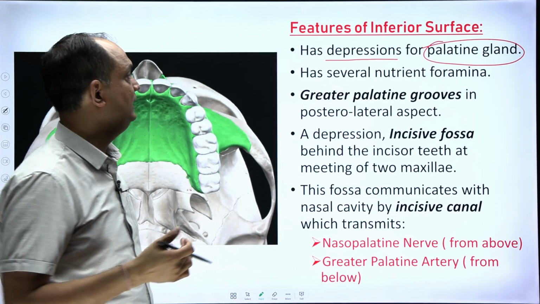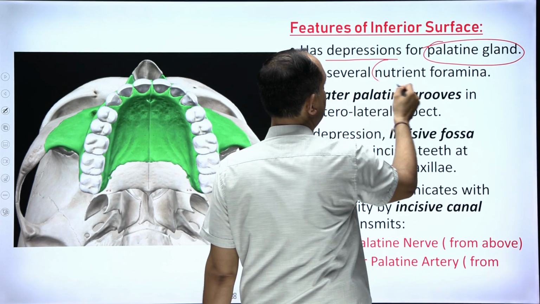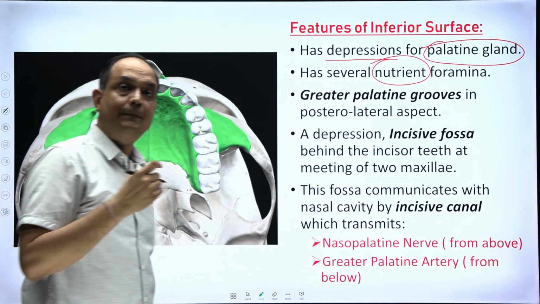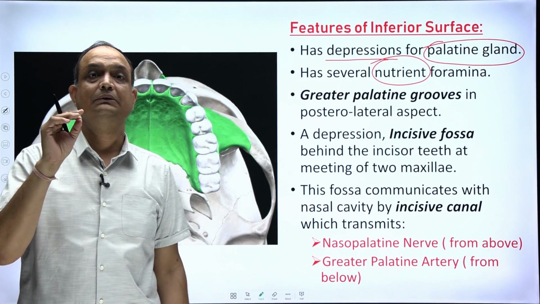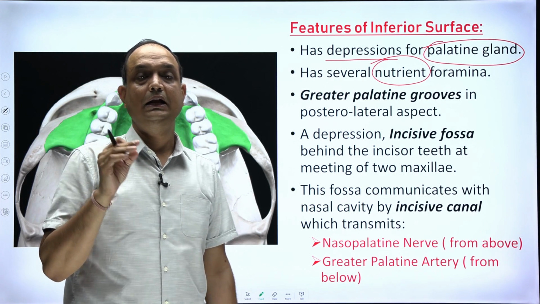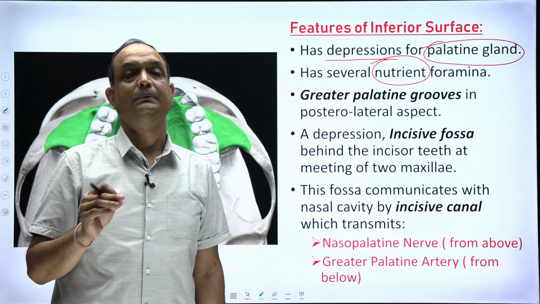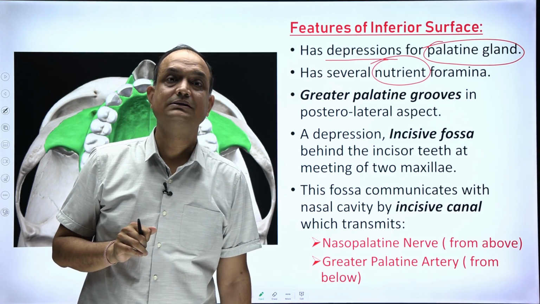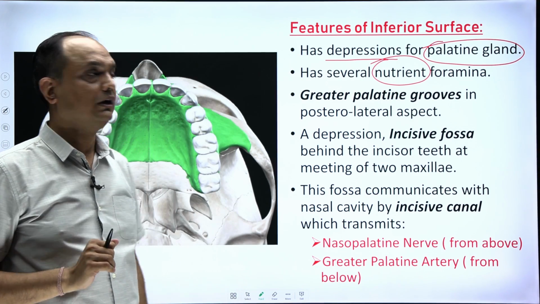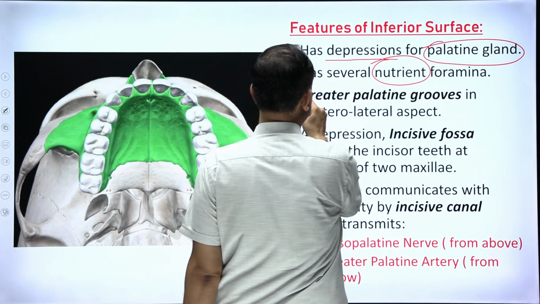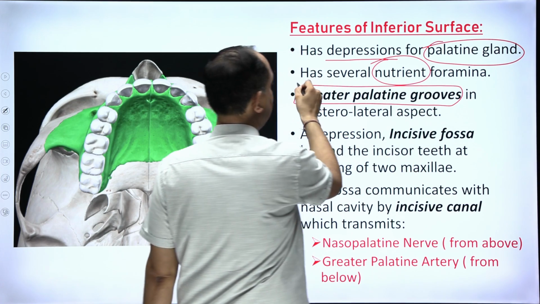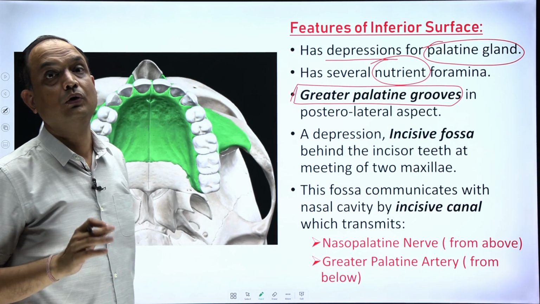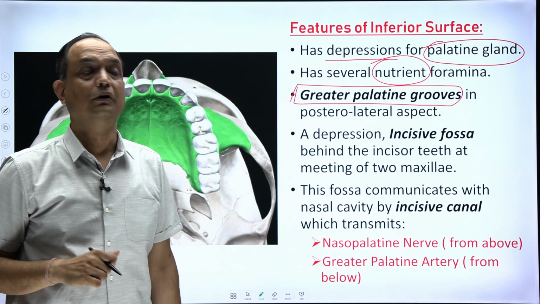Apart from that, you will have several nutrient foramina on this surface. Now apart from these two things, there are some very important features present in the hard palate, or you can say towards the oral side of this process. What are these? One is the groove for the greater palatine nerve and vessels.